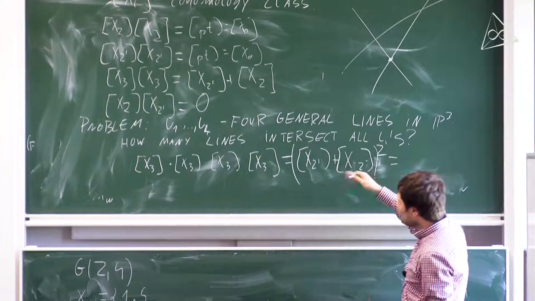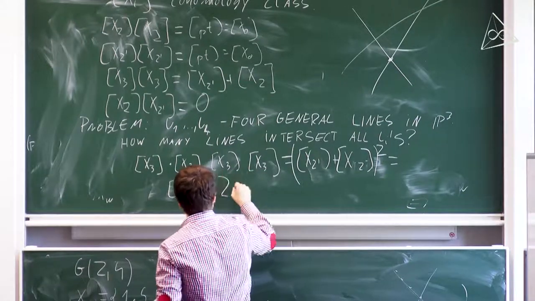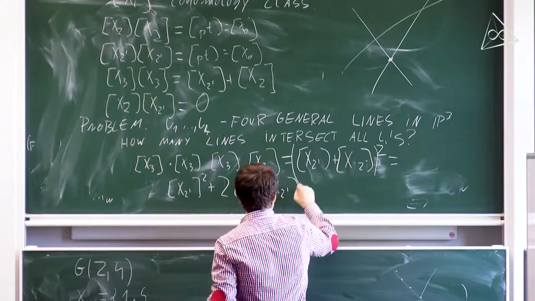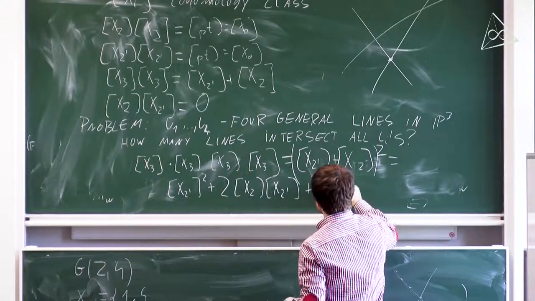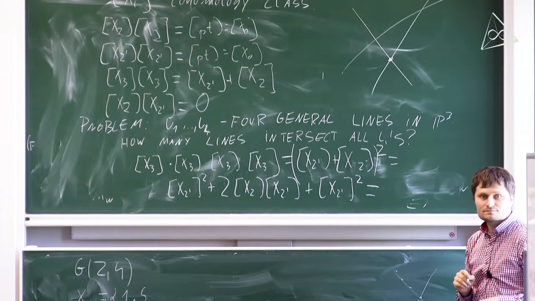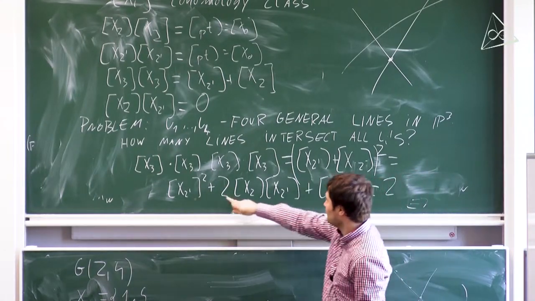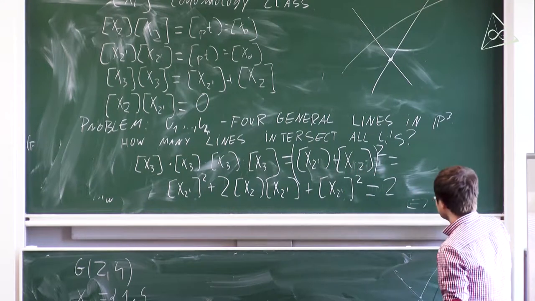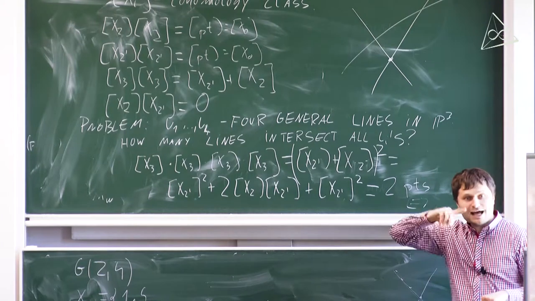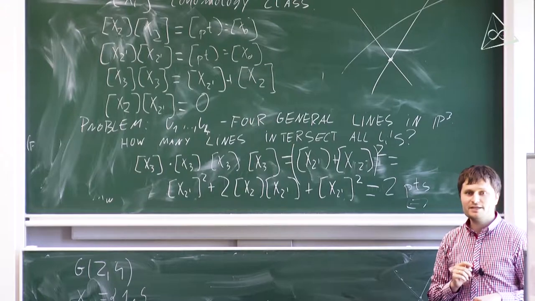Now, this is a usual ring. This is x2 prime squared plus 2 x2 x2 prime plus x2 squared. What do we get? 2 points. 1 point from here, 1 point from here, 0 from here. And that's the end. There are 2 lines that intersect 4 general lines in P3. Okay?